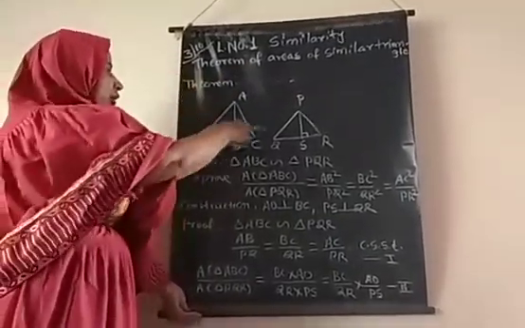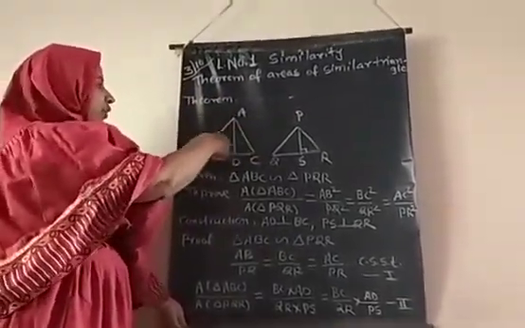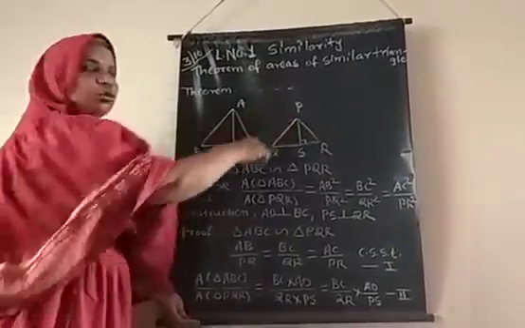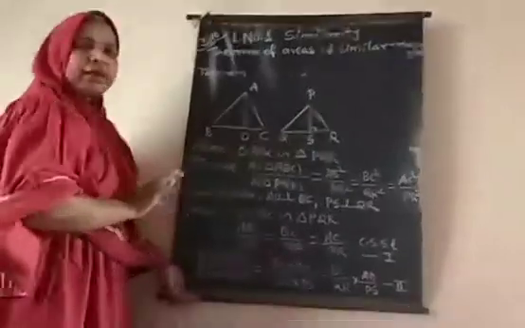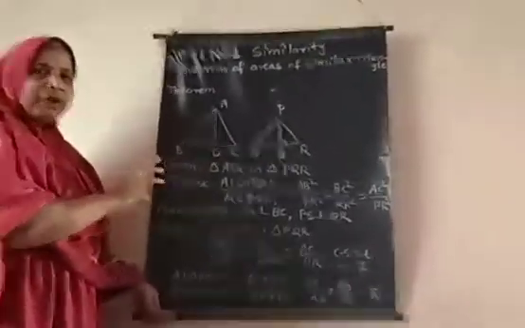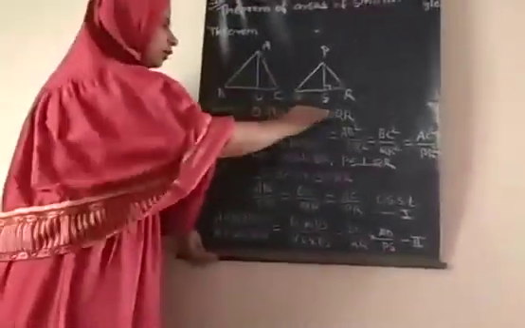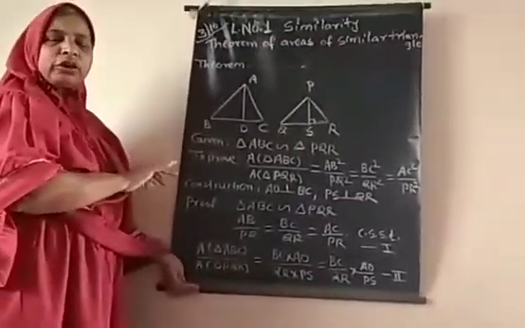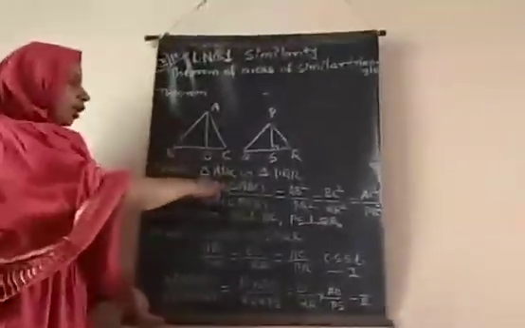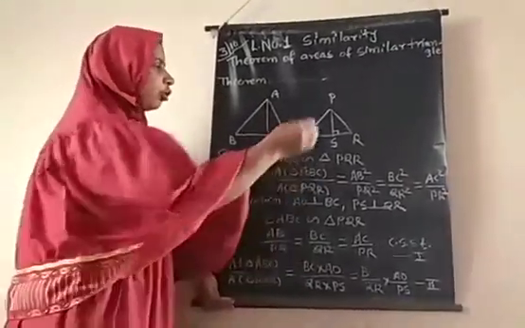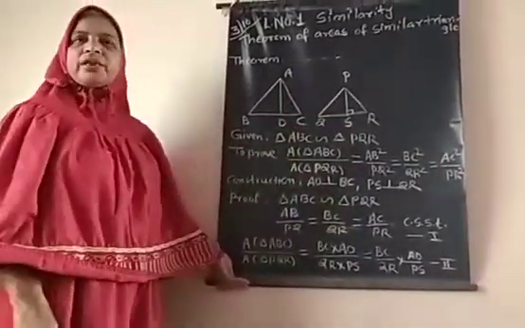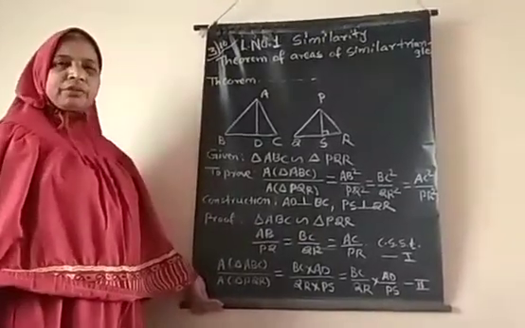This is the figure. Triangle ABC and triangle PQR are given as similar. In the theorem statement, the only given is that the triangles are similar, and then we are going to find that the ratio of the areas of two similar triangles is equal to the ratio of the squares of their corresponding sides. This is the theorem statement.